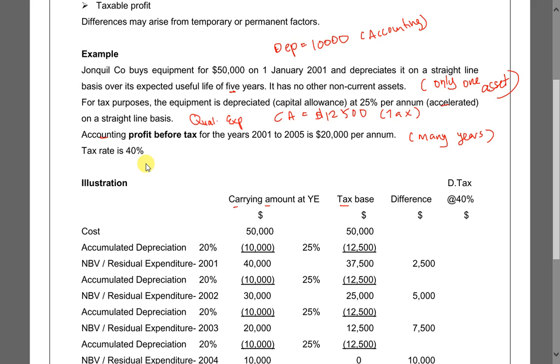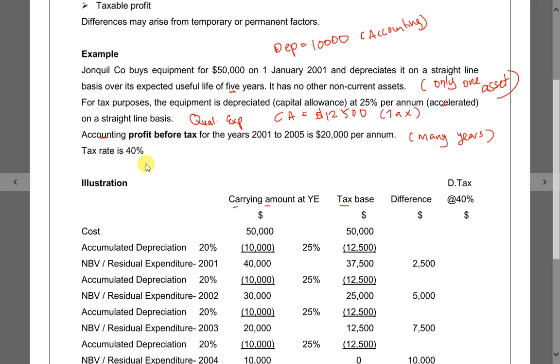QPE means I can claim capital allowance. How much? 25%. What's the total I can claim? Of course, this 25% means 4 years only. No, my question is, 50,000 QPE, can I claim all 50 capital allowance, I mean, over the years?